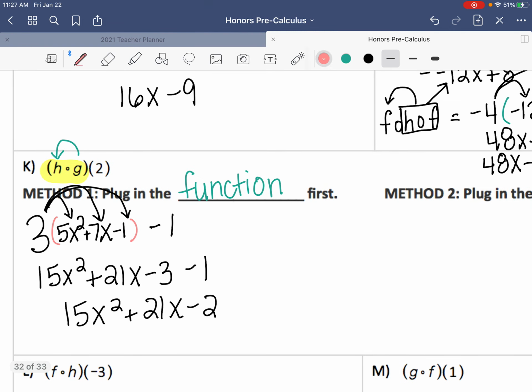Now, we have the function, so now we're going to go back and we're going to worry about that 2. We're going to take the 2, and we're now going to plug the 2 into the function. So everywhere I see an x, I'm going to plug in 2, and I'm going to evaluate. All right, so I've plugged in my 2 everywhere I see an x. And if I evaluate this, I have 2 squared, that's going to give me 4. And then 4 times 15 is going to give me 60. And then I have 21 times 2, that's going to give me 42.